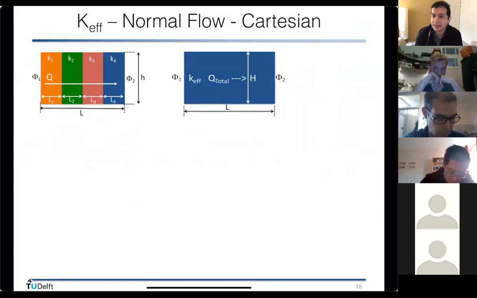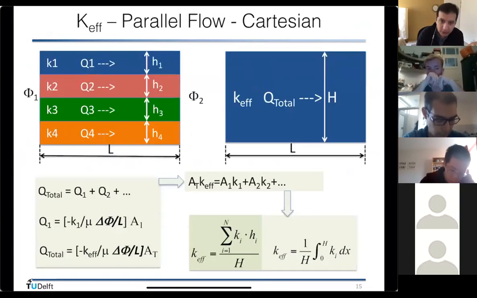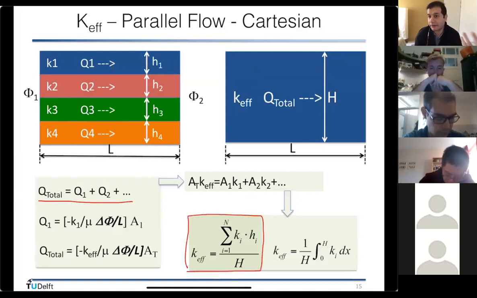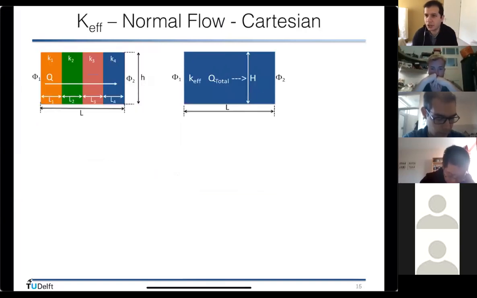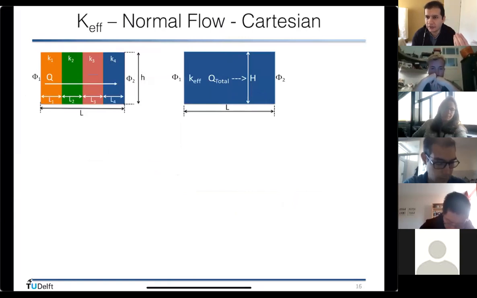Now, what would be the basis here? In the horizontal one, in the parallel flow, our basis was that the total flow rate is the summation of the individual ones. And that helped us get the formula that K effective is the arithmetic average of each layer's permeability. What would we do here? What would be the basis here? We are going to use Darcy's law, of course, but what is the other fundamental thing that we need to use in order to help us do the effective permeability calculation?